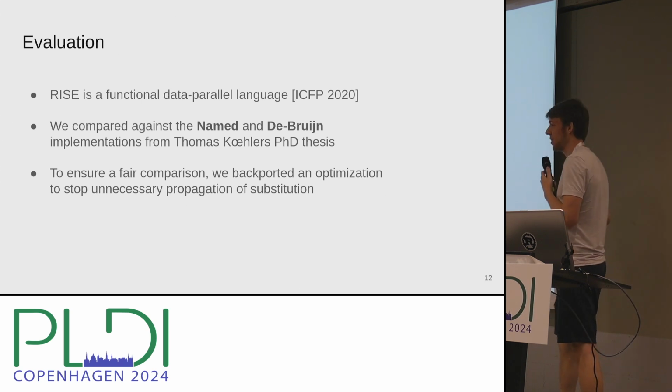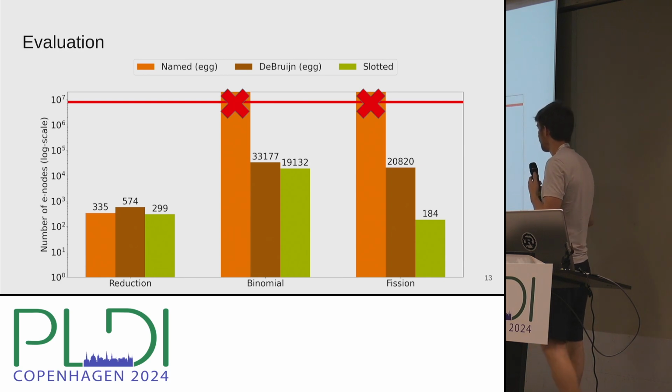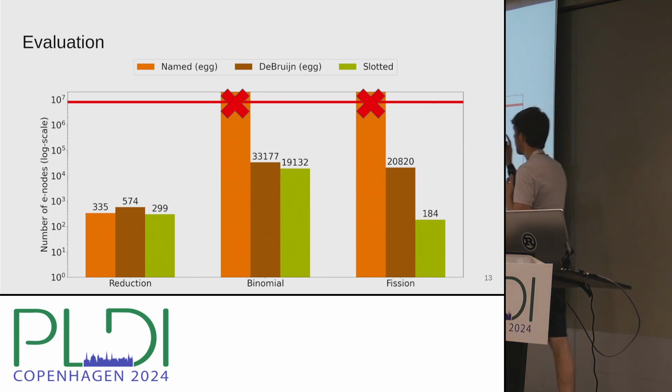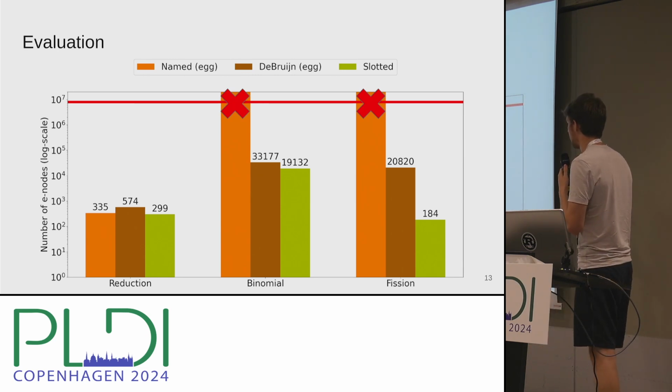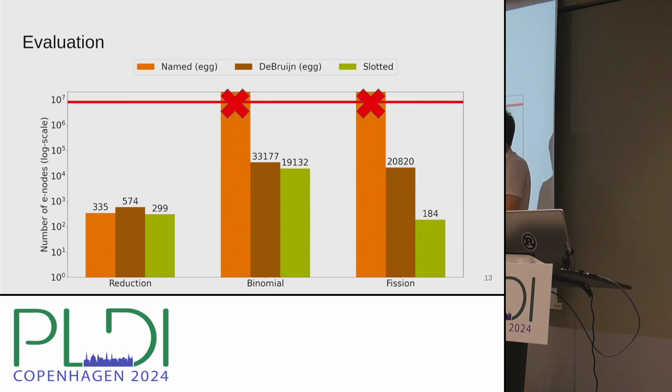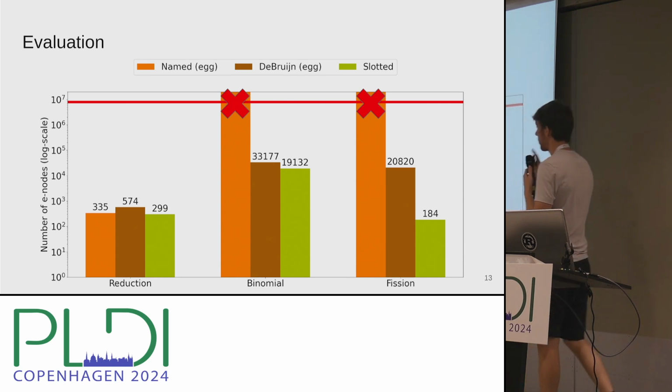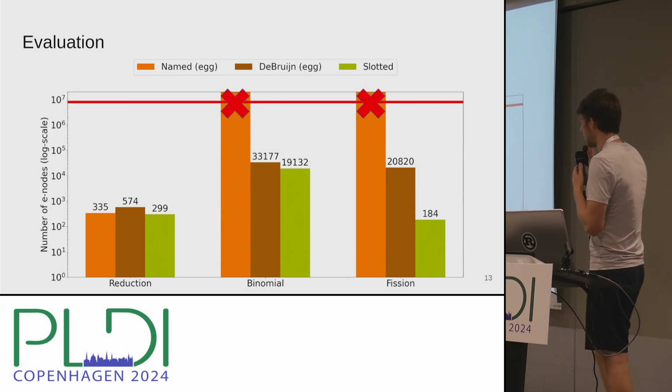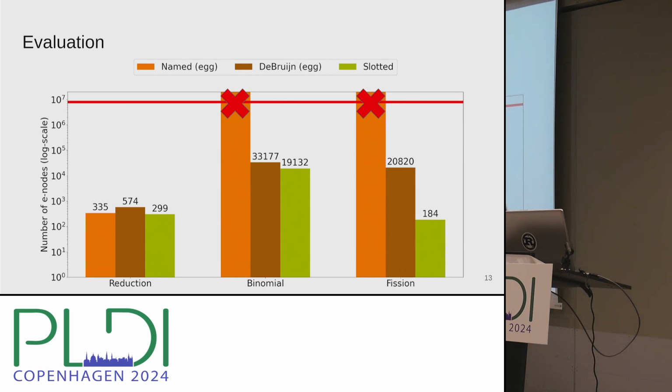Cool, so let's look at the data. We have a diagram here, and we see named and De-Bruijn in orange and brown, and we see our implementation, slotted. The y-axis here is the number of e-nodes that were necessary to solve the problem, and it's a log scale. Right, so there's 3 problems here. There's reduction, which is really lambda calculus, do a bit of beta reduction, and there's not really a big search space, so it's not a hard problem. And you see that all implementations are in the same ballpark of size. So it doesn't really make a difference. De-Bruijn has a bit more work to do, so it's a bit bigger, but yeah.